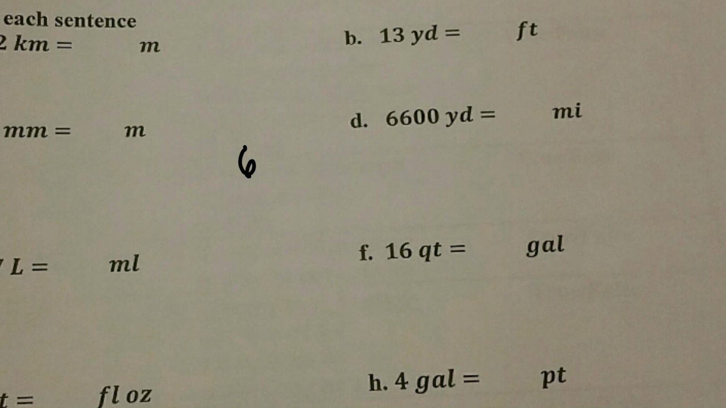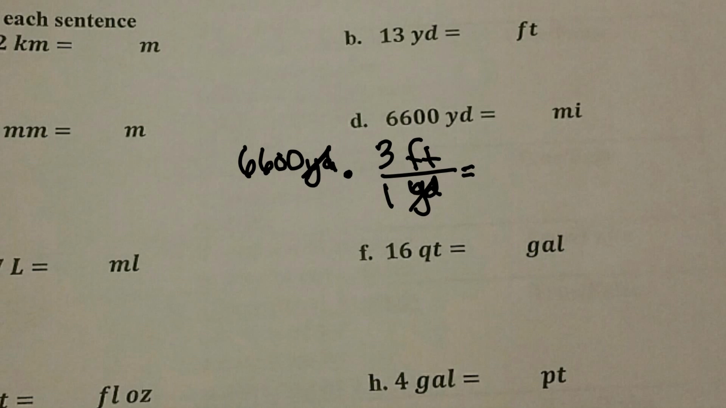So I'm going to take 6,600 yards, and I want the yards to go away. So I'm going to multiply by some yards to feet. Alright, I know that there's 3 feet for every 1 yard. So that cancels out. I end up with 3 times 6,600. Now, if you don't want to do 3 times 6,600, you can do it all in one step where you're just going to multiply again.